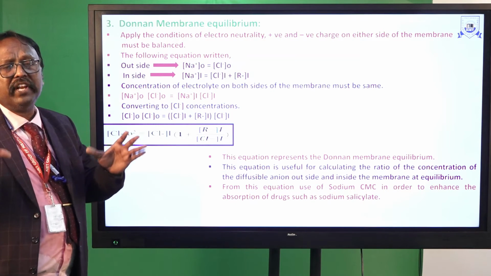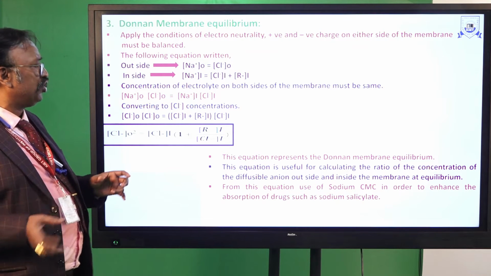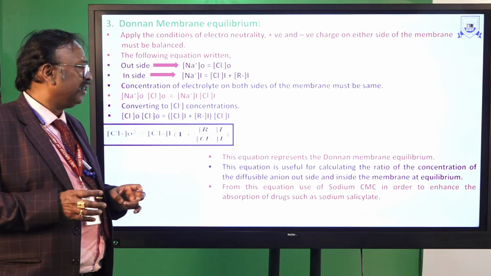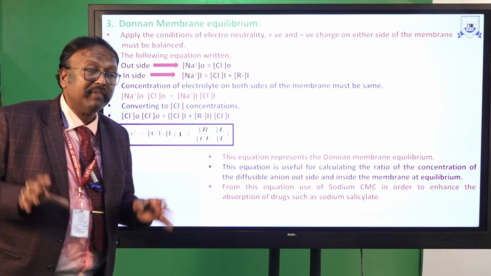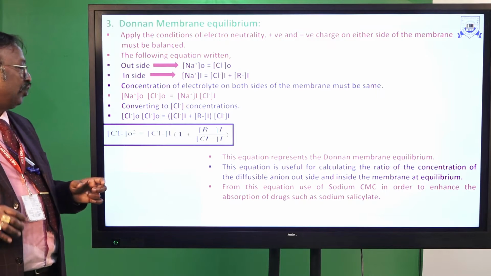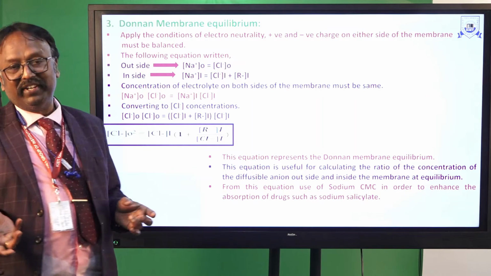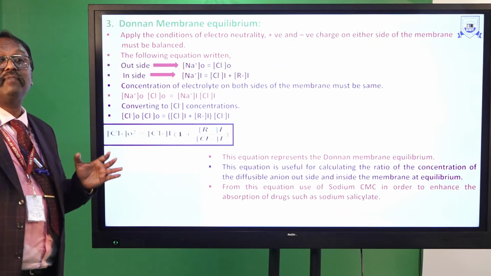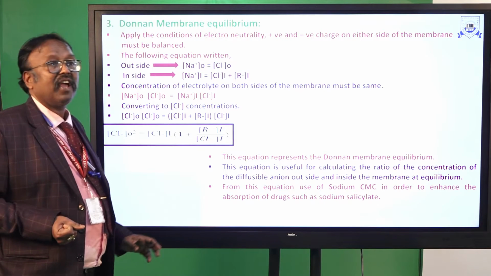This equation is mainly useful for calculating the ratio of concentration of diffusible anion outside and inside the membrane at equilibrium. From this equation, for sodium CMC, and in order to enhance the absorption of drugs such as sodium salicylate, this Donnan membrane equilibrium is helpful.